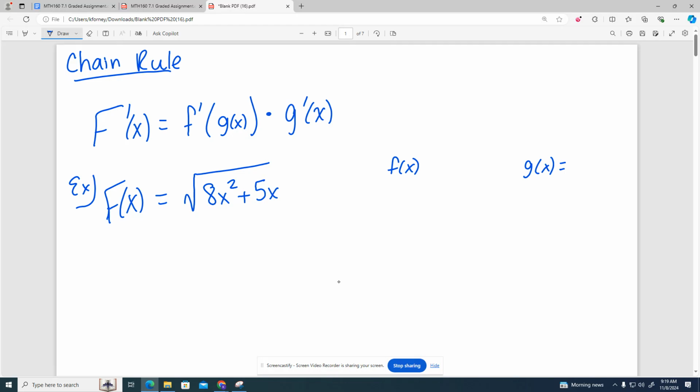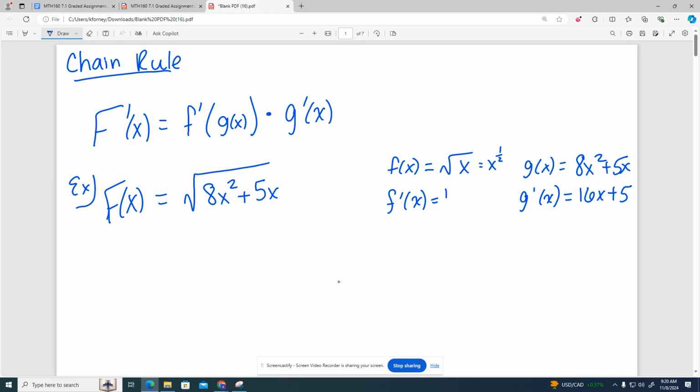What's on the inside? 8x squared plus 5x. And what's the derivative of that? 16x plus 5. So then looking at f of x, it would be the square root of x, which is x to the 1/2. So the derivative of that is 1/2 x to the negative 1/2.